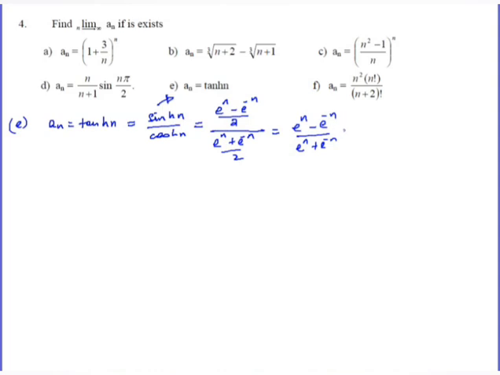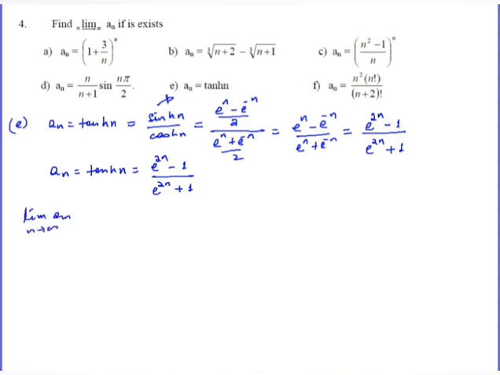Simplifying this, it is the same as e to the power of 2n minus 1 over e to the power of 2n plus 1. So our sequence an, or tan hyperbolic n, is the same as e to the power of 2n minus 1 over e to the power of 2n plus 1. So let's see the limit of an as n approaches infinity, or the limit of tan hyperbolic n, which is e to the power of 2n minus 1 over e to the power of 2n plus 1 as n approaches infinity.